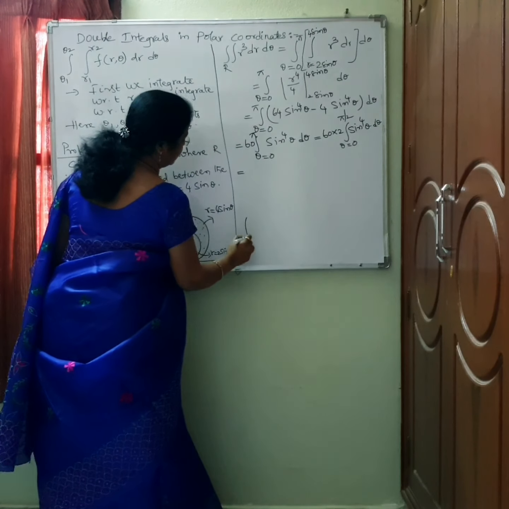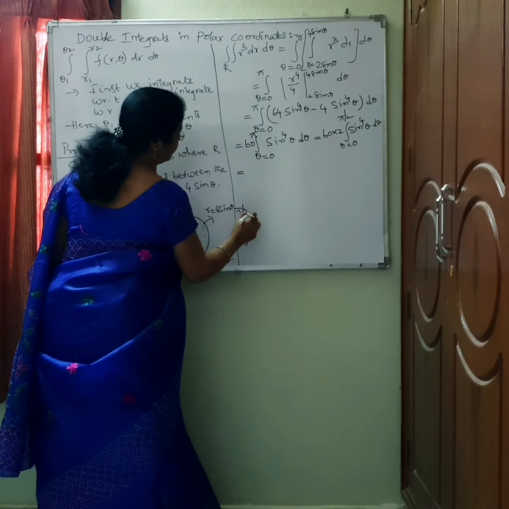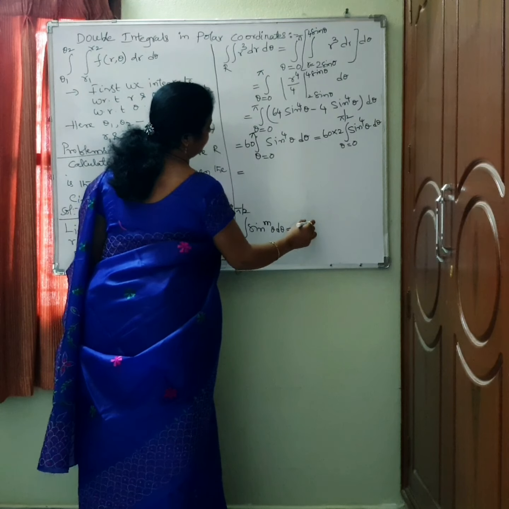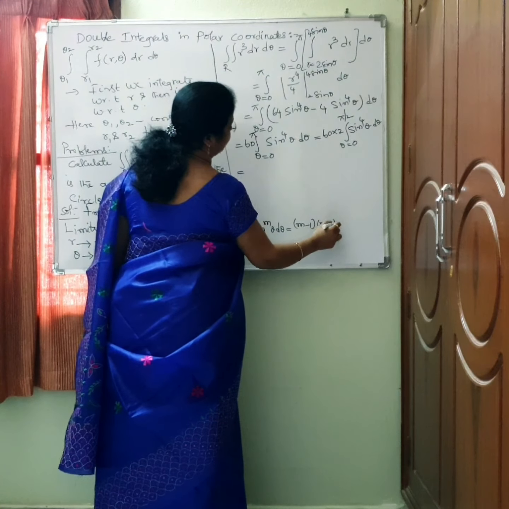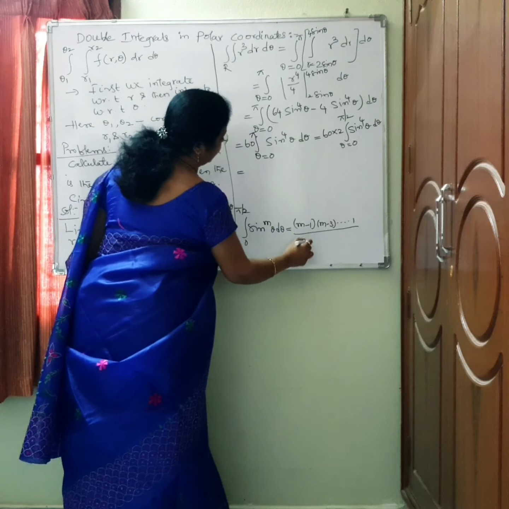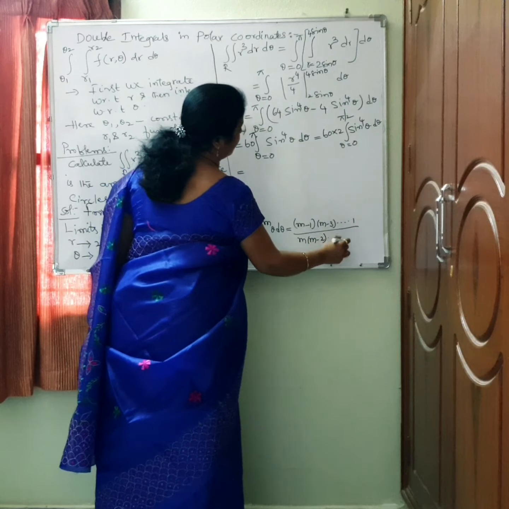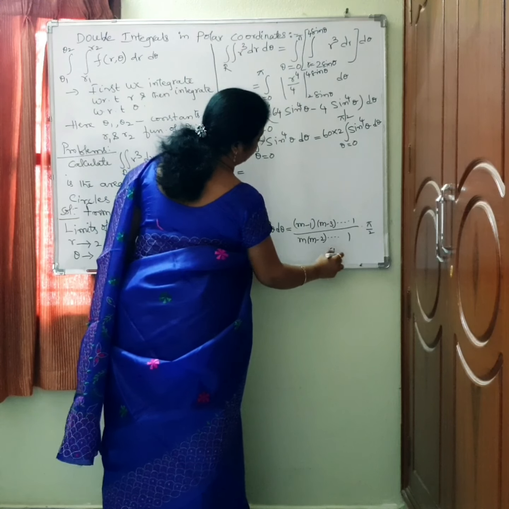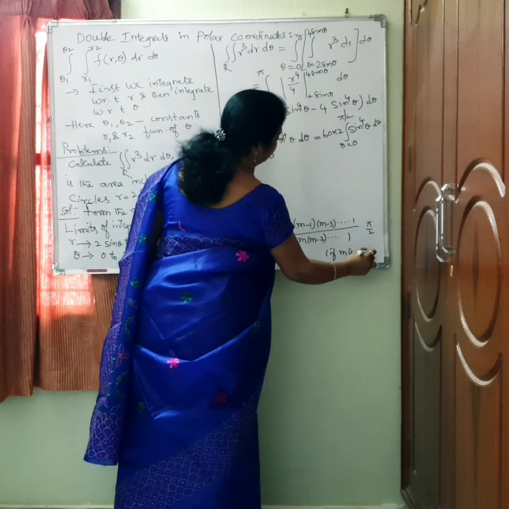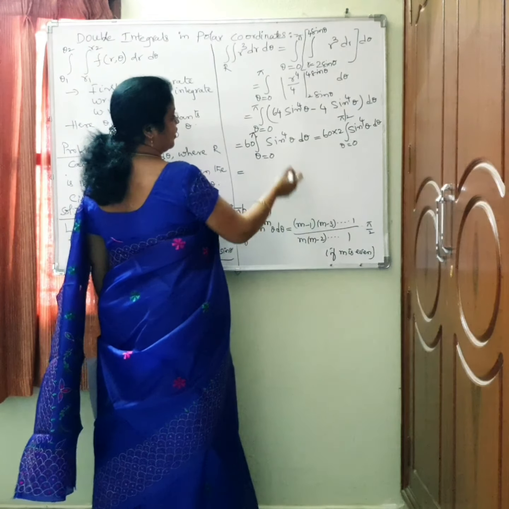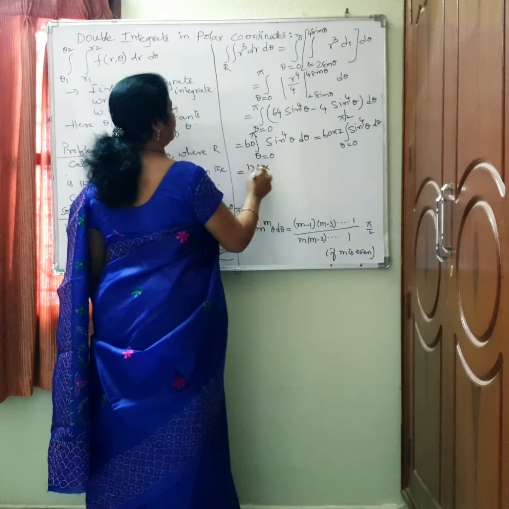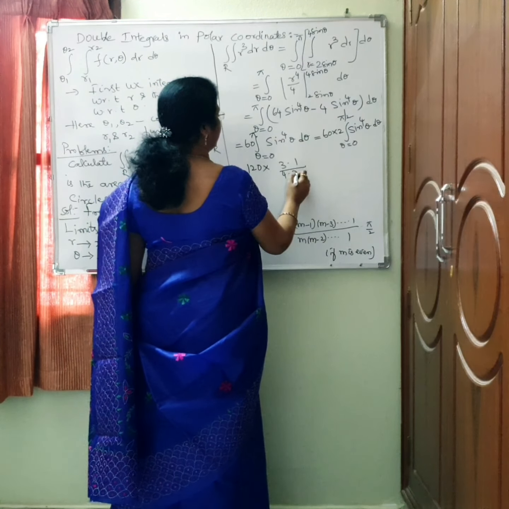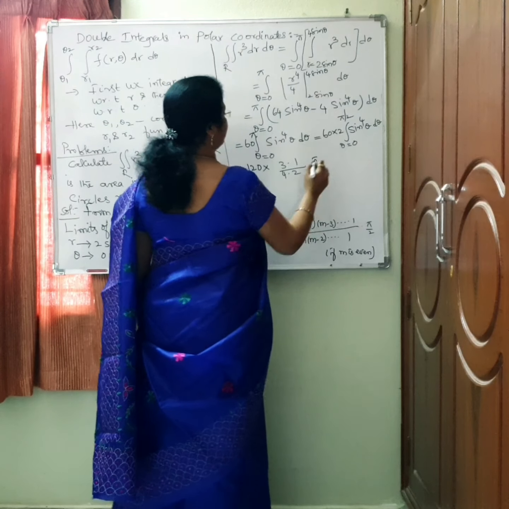We have a formula: the integral from 0 to pi by 2 of sine to the power m theta d theta equals (m minus 1)(m minus 3) and so on up to 1, divided by m(m minus 2) and so on down to 1. If m is even, you have an extra pi by 2 term. Okay, so write down this point. Based on this formula, we get 120 into (4 minus 1), that is 3, into 1 by 4 into 2, and since the power of the sine function is even, pi by 2 will be there.